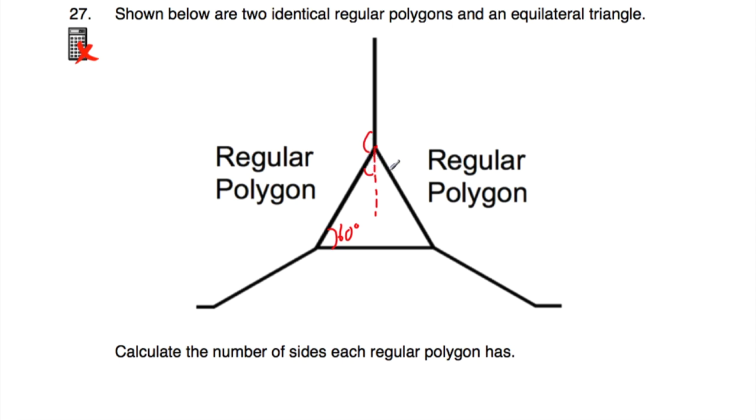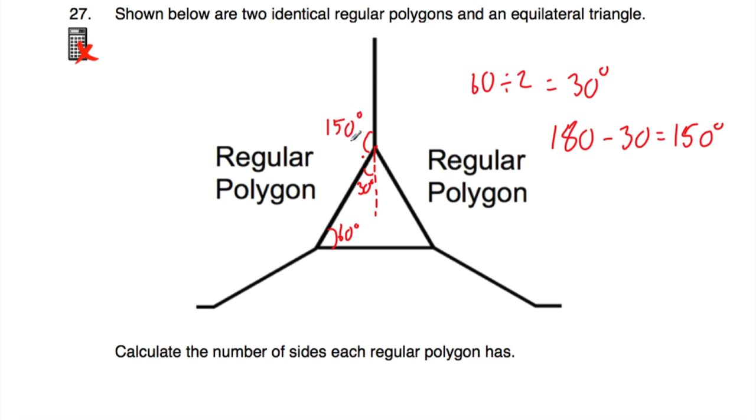Now, this angle at the top here, this whole angle would be 60 degrees. So if we do 60 divided by 2, that's equal to 30 degrees. So that means that this angle is 30 degrees and the other side is 30 degrees. Now, that means that here we've got this interior angle and the 30 degrees, which make us a straight line. So that's the exterior angle, that's the interior angle. So if we do 180 minus 30, that's equal to 150. So that means that each interior angle is 150 degrees. So we've got the interior angle is 150 degrees and the exterior angle would be 30 degrees because here we've got the interior and the exterior.